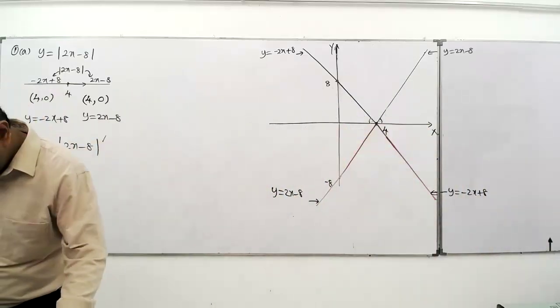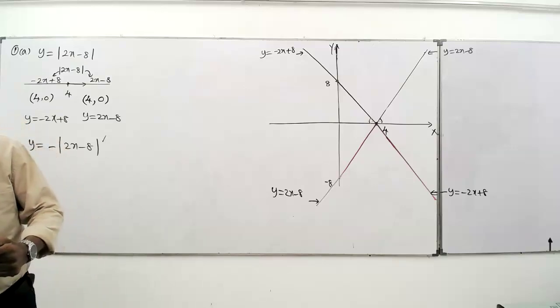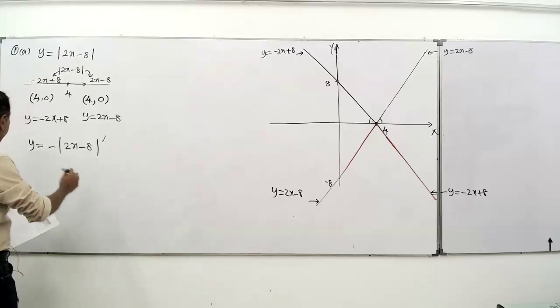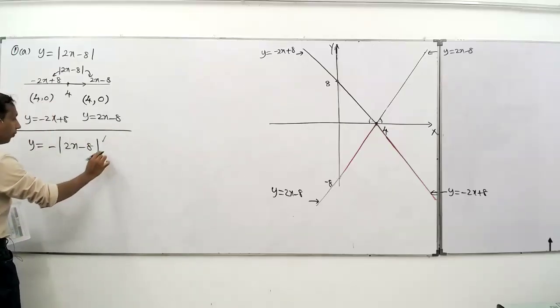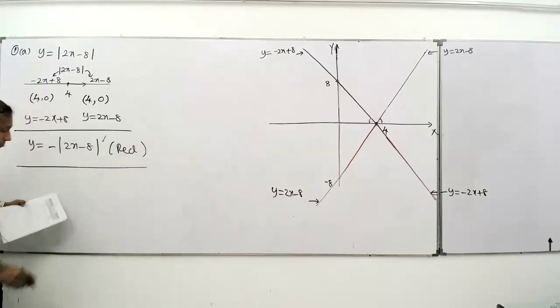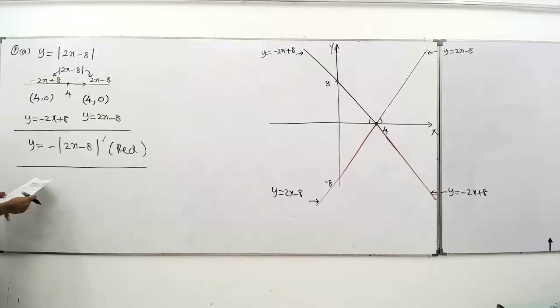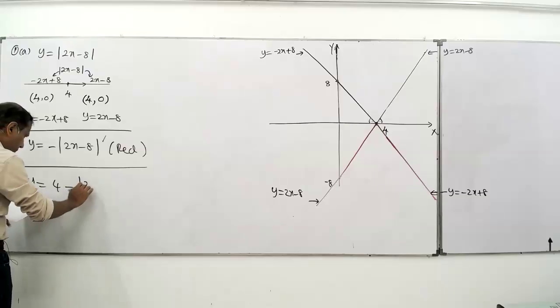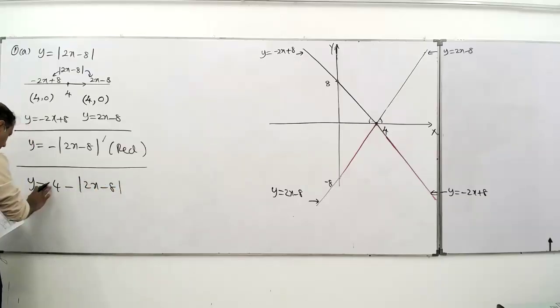Okay. Next one is asking, the same diagram. Sketch the graph of the next one. We do this one. This is the red one in the diagram. We are asked to draw the next one, people. Y equals 4 minus mod 2x minus 8. Okay. Like this graph.